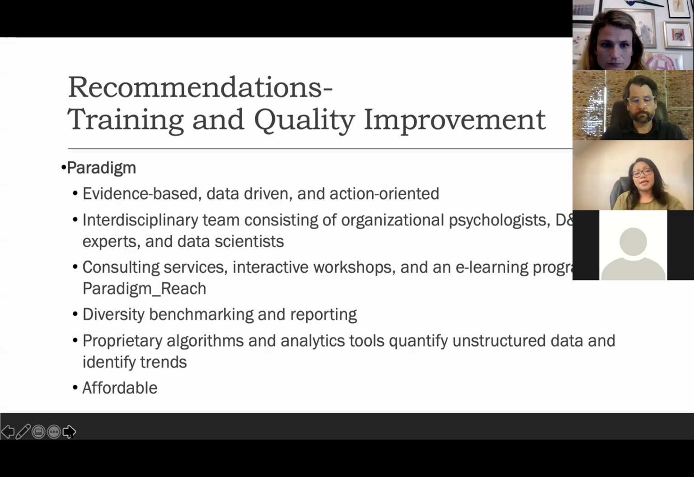Our subgroup identified the need to track all training, and through Paradigm, there is the ability to track each individual person's training. This eliminates the need for additional tracking software or a paper trail, which can become cumbersome. Additionally, they provide proprietary algorithms and analytics tools quantifying unstructured data and identifying trends. Lastly, the program is affordable, and it's priced in tiers depending upon how many people are in need of the training within the organization. This is affordable for long-term continued development.